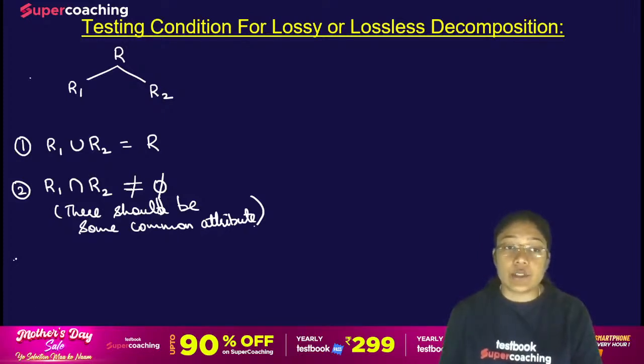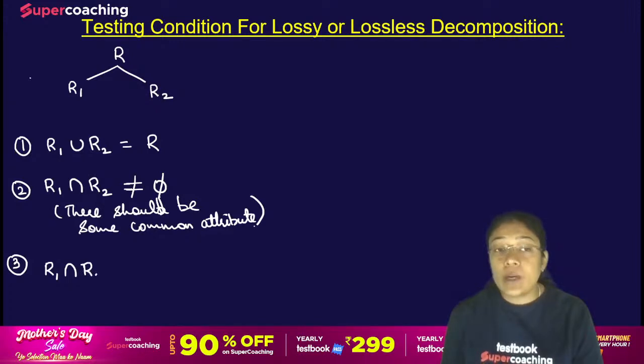Correct? Third condition. Now we have said that if the relation is joined on the basis of the non-key, we are getting the lossy decomposition. So the common attribute should be a key attribute.